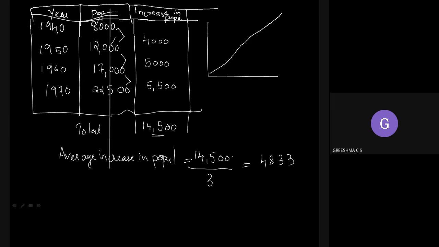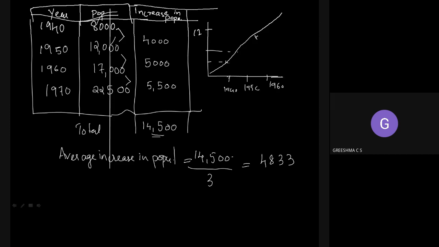That's the constant growth over here. See, in 1940 the population is 8,000. If I am marking this as 1940, this is 8,000. In 1950 it has gone up to 12,000. In 1960 the graph has gone up to 17,000.